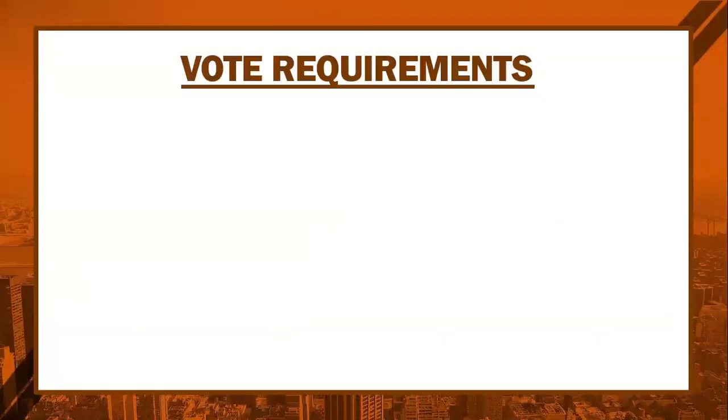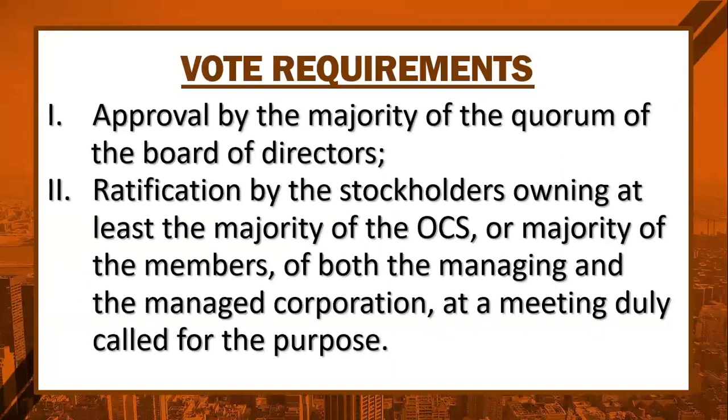Now, for the voting requirements under the general rule, first, the contract must be approved by the majority of the quorum of the board of directors or trustees, and second, ratified by the stockholders owning at least the majority of the outstanding stock, or, when it comes to a non-stock corporation, at least a majority vote of the members of the managing and managed corporation. Pag sinabing managing corporation, ito yung corporation na mag-aako ng responsibility to manage another corporation. While managed corporation, yung mismong corporation na ima-manage or under the management of another corporation. So dito, remember that for the general rule, need ang approval ng BOD or trustees and by stockholders owning at least majority of the outstanding capital stock or majority of the members of both managed and managing corporation.